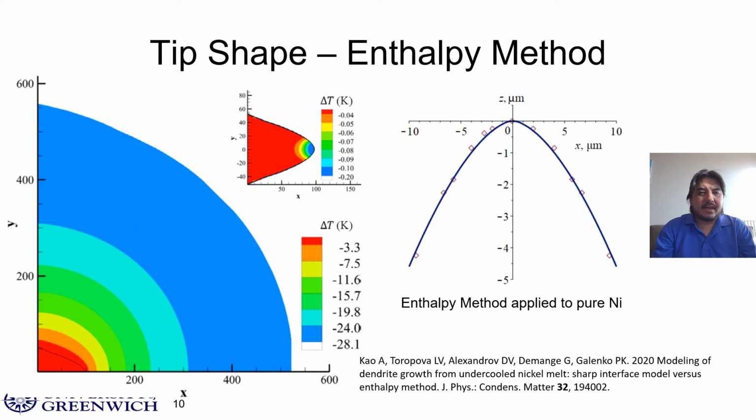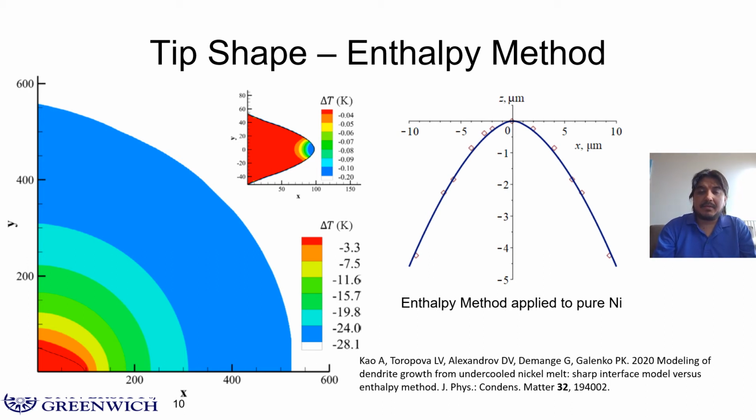But we can also get increasing detail from this. The model itself is predicting the actual morphology of the dendrite tip, as well as aspects such as the thermal boundary layer. And so on the left here you can see the simulation domain, and the inset you can see the dendrite tip morphology as well as the undercooling at the tip. On the right hand side you can see the comparison to the Alexandrov-Galenko generalized tip shape model, and this was applied to pure nickel.